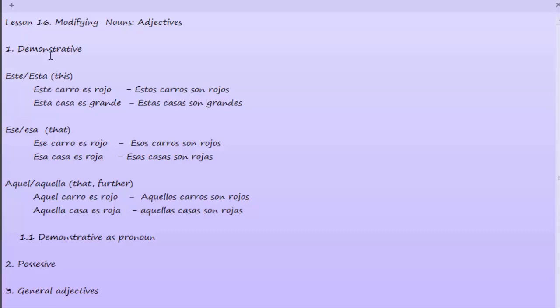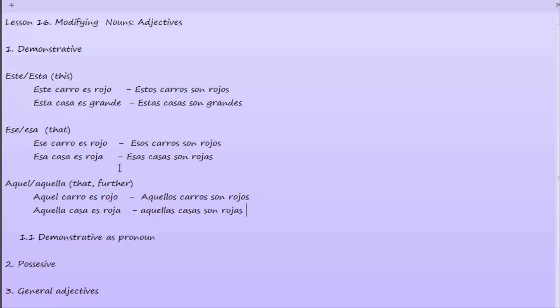So this is what we have with demonstrative adjectives. We have este, esta, both of them this. The plural, estos, estas, this. We have ese, esa, which is that. Esos, esas, it means those. And we have also aquel, aquella, that, but that is even further. And aquellos, aquellas, those, again, even further.